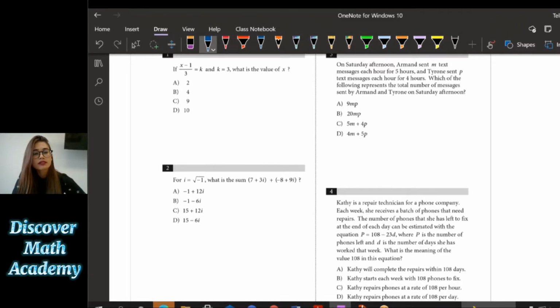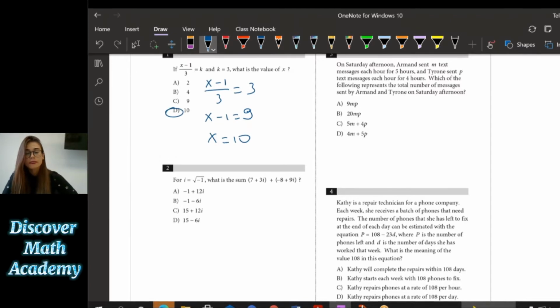X minus 1 is 3, X minus 1 divided by 3 is K, and K is 3, so X minus 1 out of 3. Instead of K I will write 3, and cross multiplication, X minus 1 is 9. And X is equal to 10.